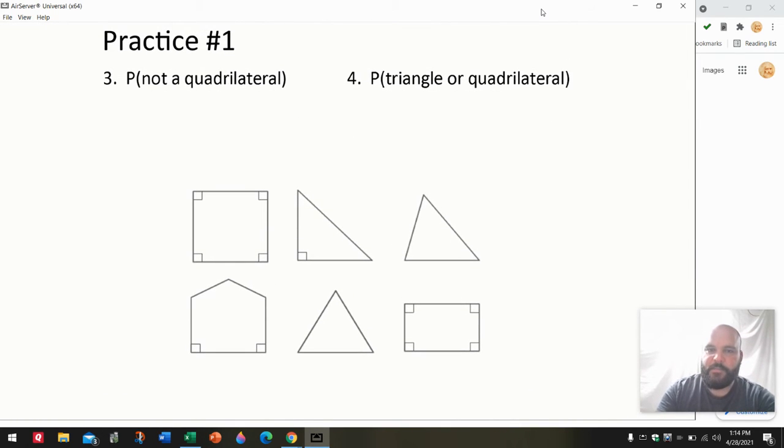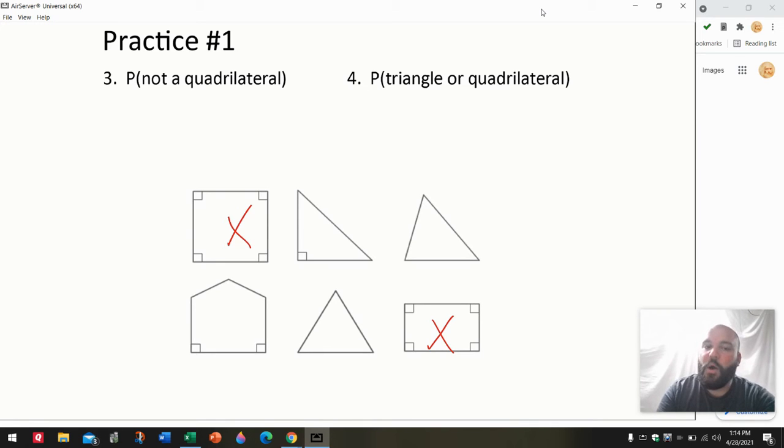So we have 2 more examples here, very similar to the last one. A little bit different in what they're saying. So for number 3, it says we want to find the probability that we pick not a quadrilateral. So if you remember what a quadrilateral is, a quadrilateral is a shape that has four sides. And so this is a quadrilateral and this is a quadrilateral. So we actually don't want to pick one of those. So what is the probability that we do not pick one?